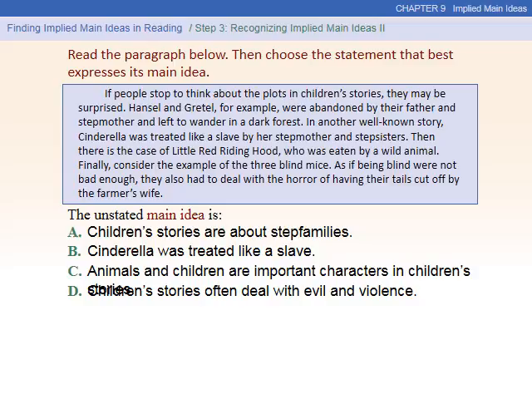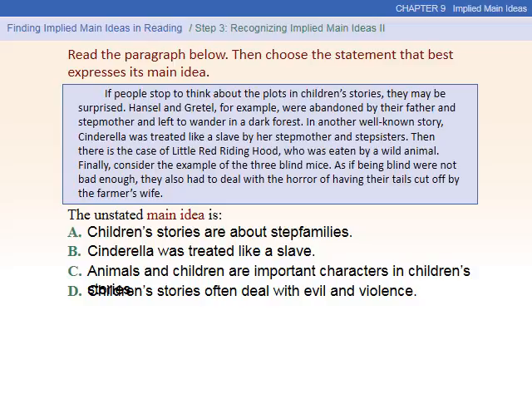C, animals and children are important characters in children's stories. Well, let's take a look at this. It does talk about children, right? In the first one, Hansel and Gretel. Cinderella is also a child. Little Red Riding Hood is also a child, and the three blind mice are not children, they are animals. So in some sense, this would be okay. However, it leaves out the father and the stepmother, and also the other stepmother in Cinderella's story. So we would say that this again is too narrow because it doesn't include everything.